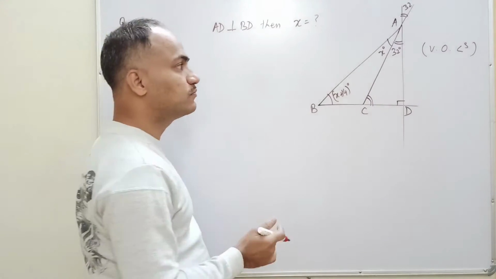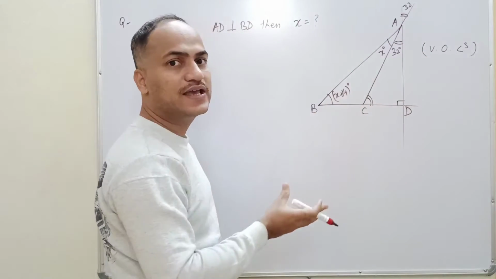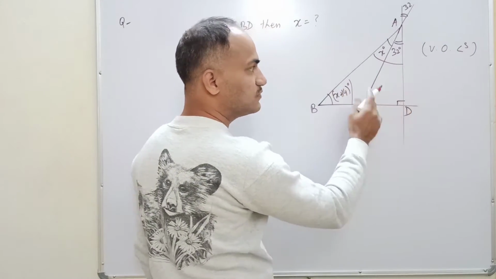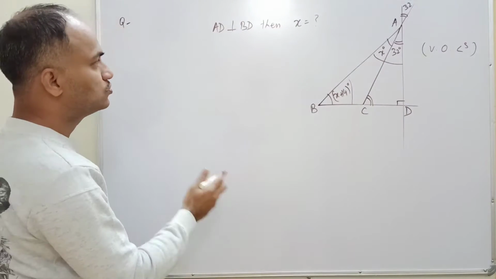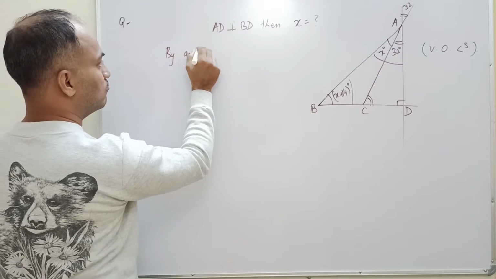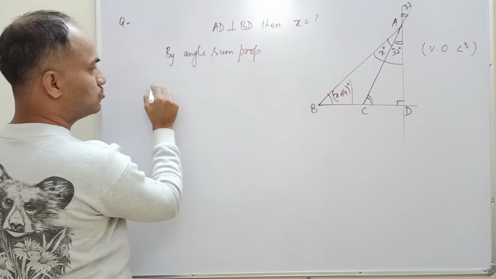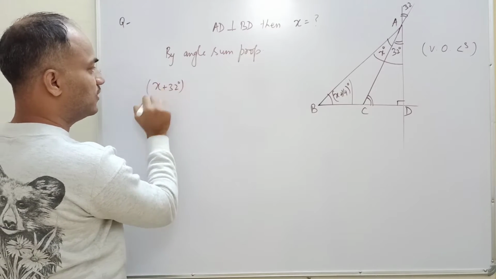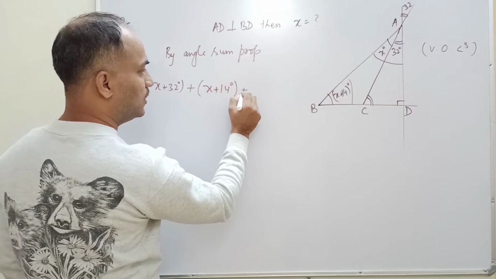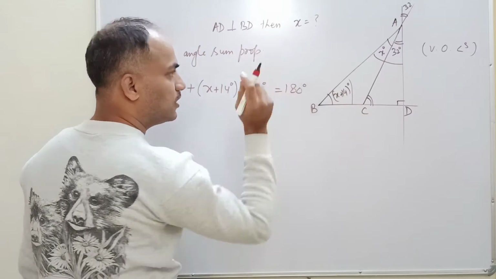Okay, and we can do one more thing, that in this entire triangle we can also apply the angle sum property, which says the sum of these three angles will be 180 degrees. So applying the angle sum property, x plus 32, this is one angle. Next is x plus 14, and the third angle is 90. Sum of these three angles will be 180 degrees.